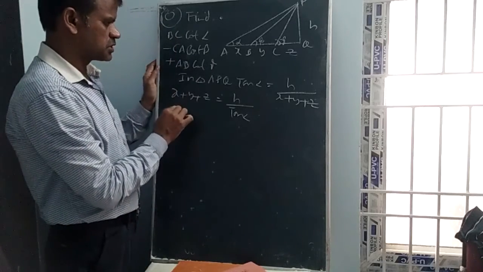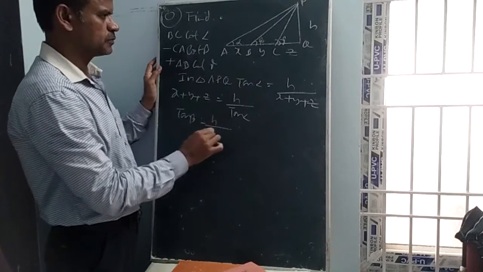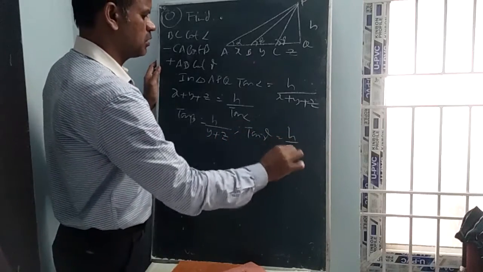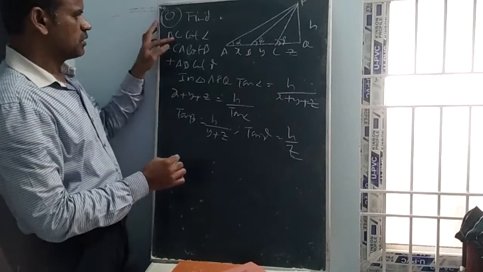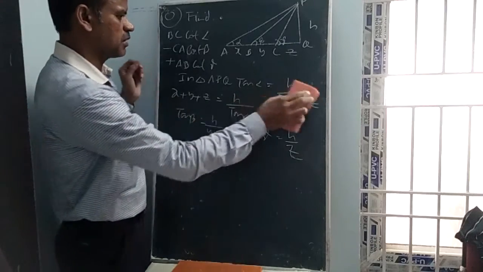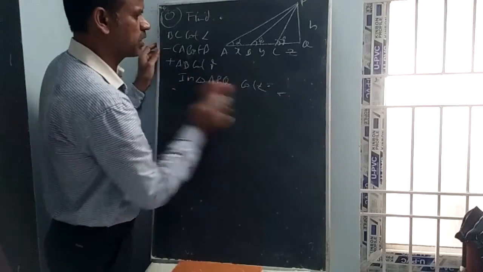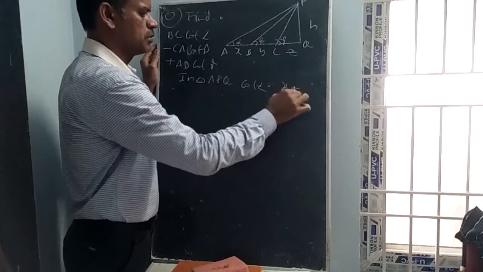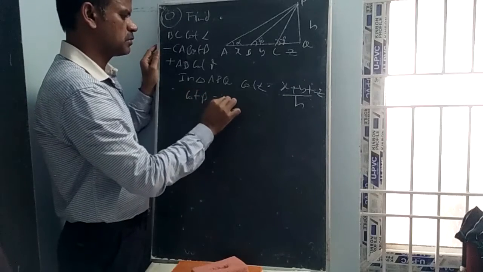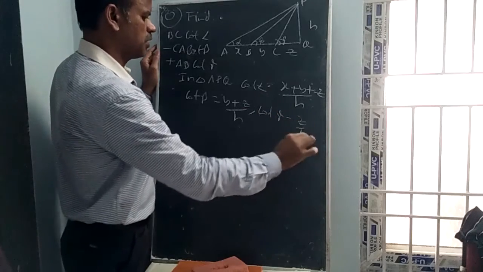Next, tan beta is equal to H by Y plus Z. Tan gamma is equal to H by Z. Now what is the value? Better to take the cot positions. Cot alpha equals X plus Y plus Z by H. Cot beta is equal to Y plus Z by H. Cot gamma is equal to Z by H.